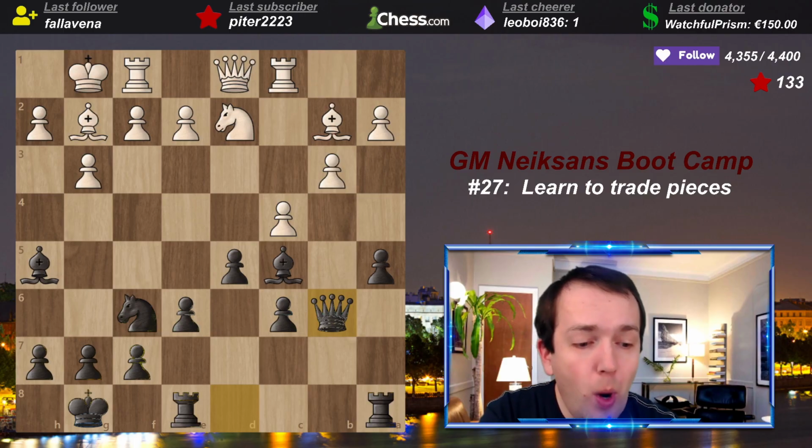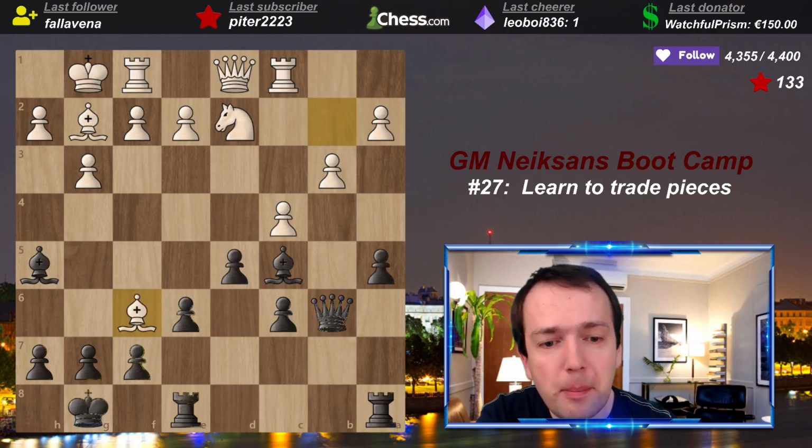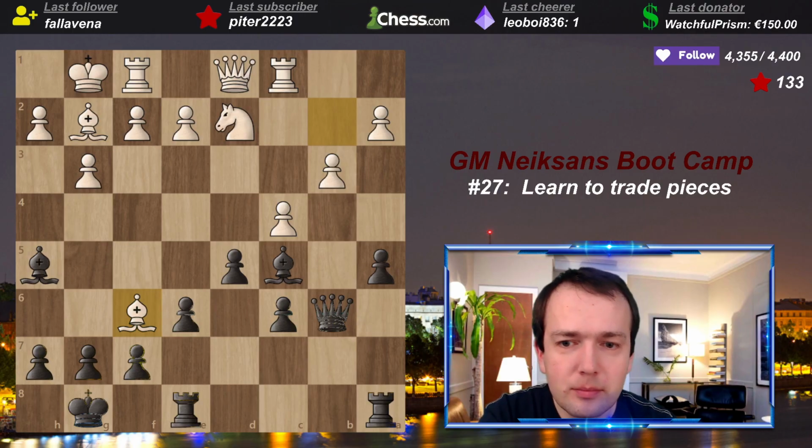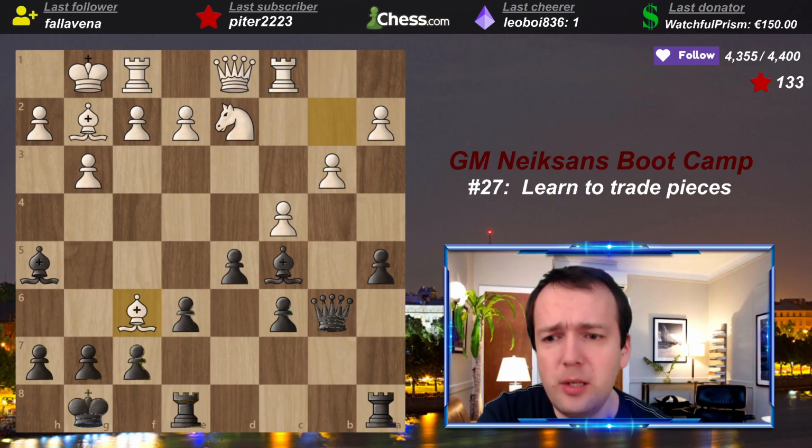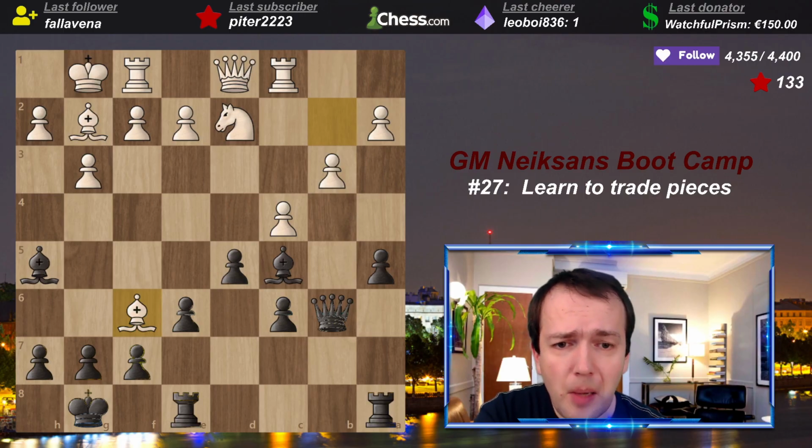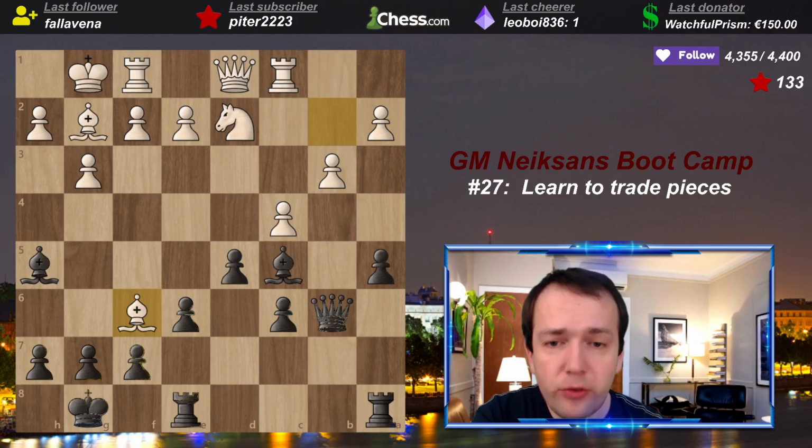So here, why bishop f6? This is a bad move. Why is this a bad move? Because it seems like a very easy move. I mean, I'm doubling those pawns. I'm weakening the black king. But in reality, this is a bad trade. Why is this a bad trade?